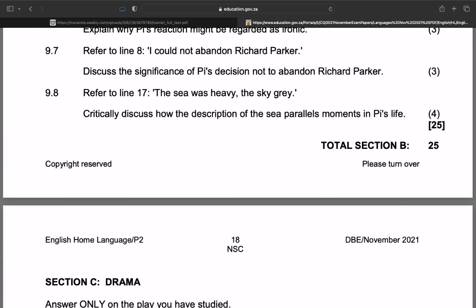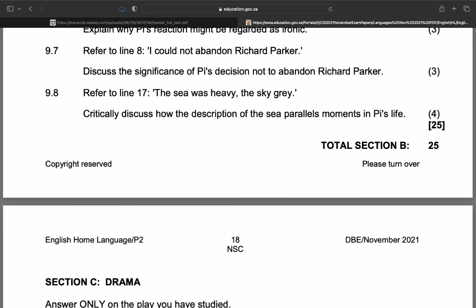They formed a bond. Then you can say influenced by Islam. They formed a bond influenced by Islam. They formed a companionship. They were able to coexist and they were codependent on each other. That is why Pi could not abandon him. He called him Richard Parker because they formed a bond, they formed a companionship influenced by Islam, they formed a sense of brotherhood, they coexisted and they were codependent on each other.